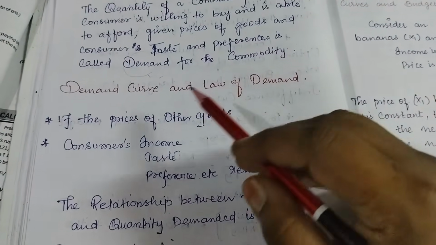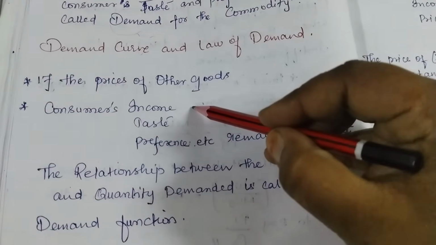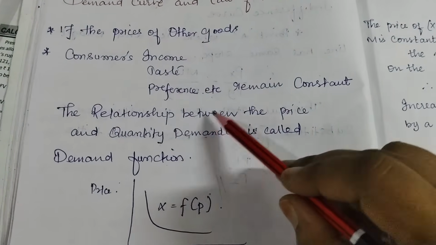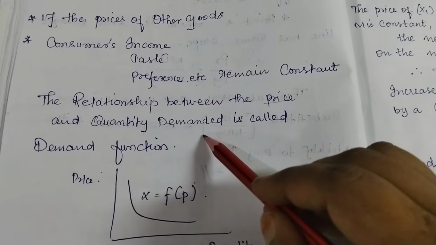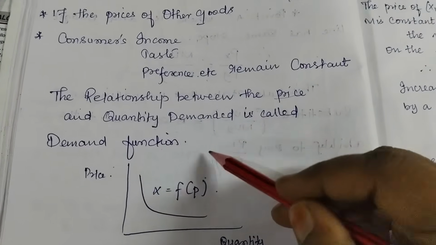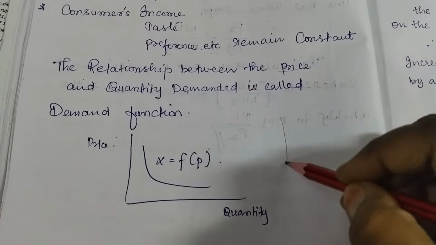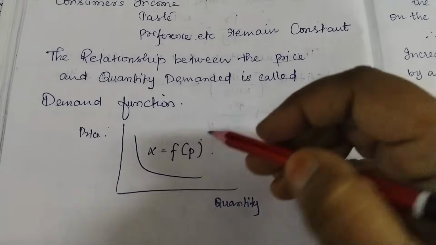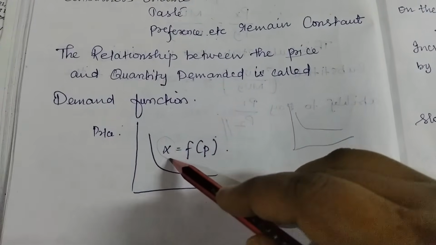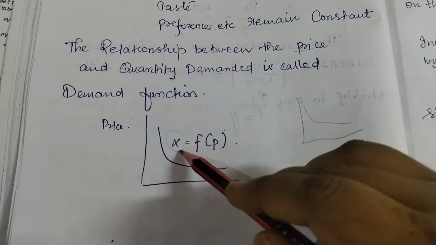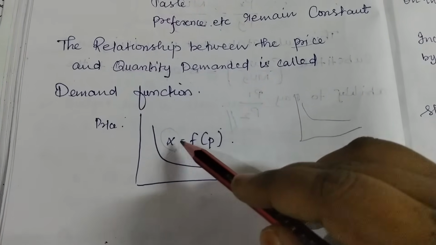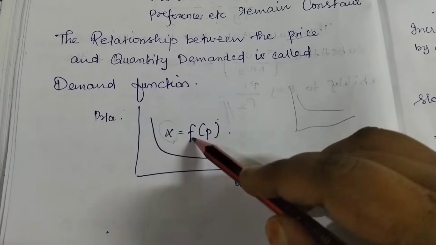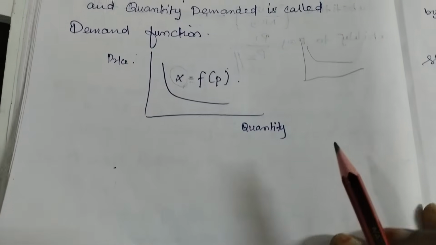Demand curve and law of demand. If the price of other goods, the consumer's income, taste and preference remain constant, the relationship between price and quantity demanded is called the demand function. As you can see, whenever the price is high, the demand is low. Whenever the price is low, the demand is high. So the demand function is X equals a function of price. The quantity demanded has a relationship with the price, that is, how the quantity demanded depends on the price.